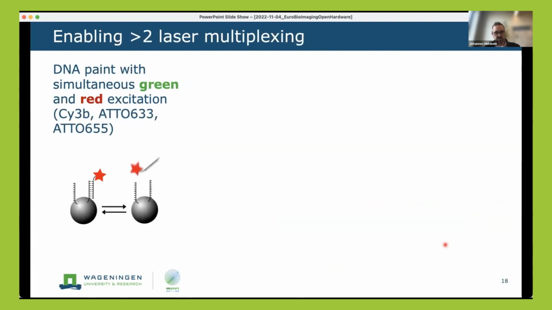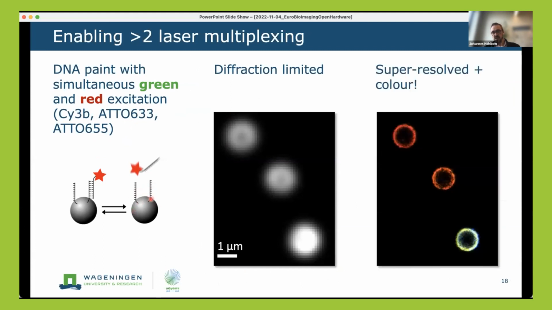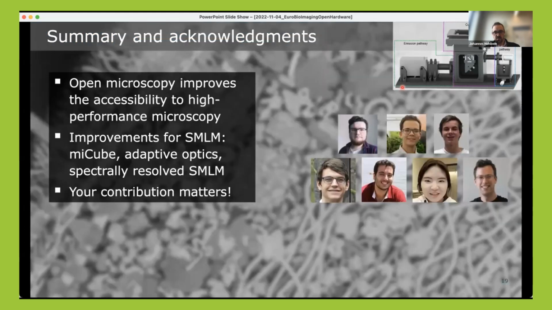And the last data slide is where we applied this for DNA-PAINT, where we simultaneously excited in the green and the red, but we used 3 different strands labeled with either a green dye or 2 different red dyes. And then we came from these diffraction limited latex beads to, in the DNA-PAINT approach, super resolved latex beads, which are now also distinguishable in the colors. And with that, I'm coming to my last slide.